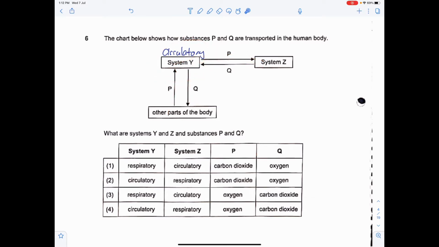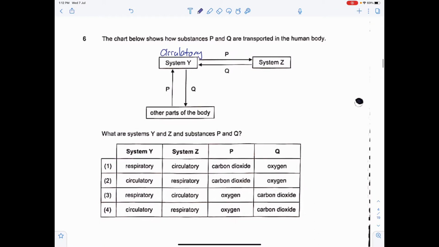Okay? Then after that, I look at what is here. Other parts of the body. Okay? Which substance that I have learned? Just now I listed, right? I said digested food, I said carbon dioxide, and I said oxygen. Okay, let's just list them down. Oxygen, carbon dioxide, CO2 is carbon dioxide, and then I have digested food.